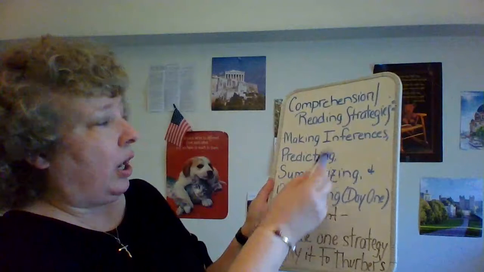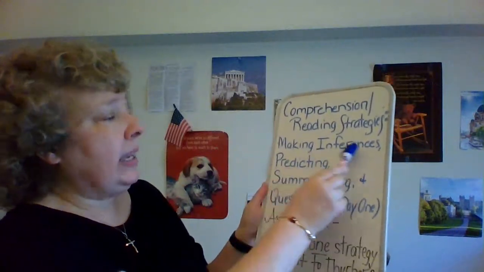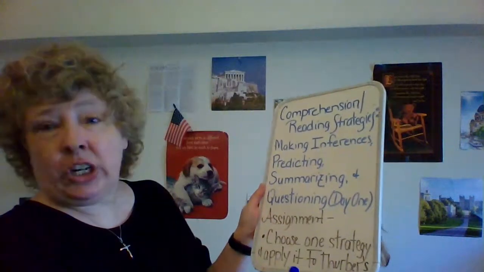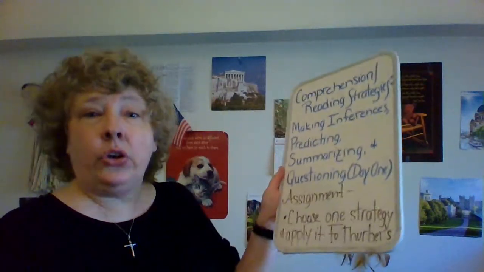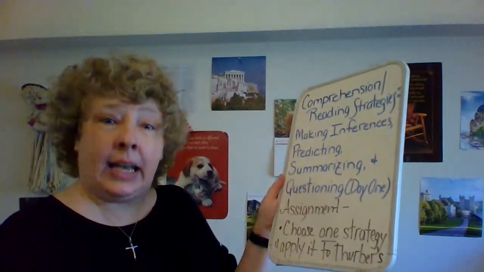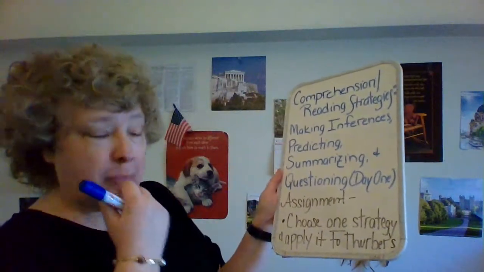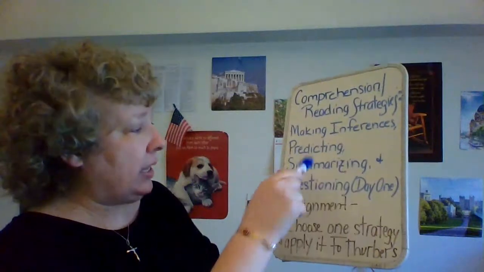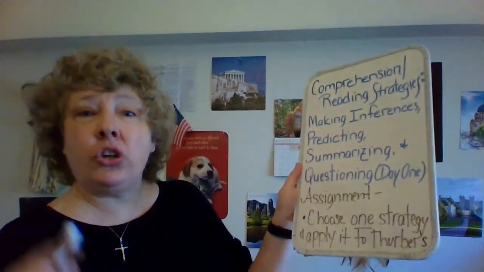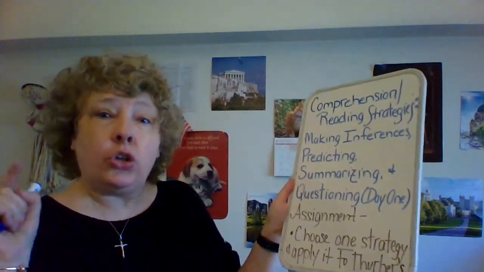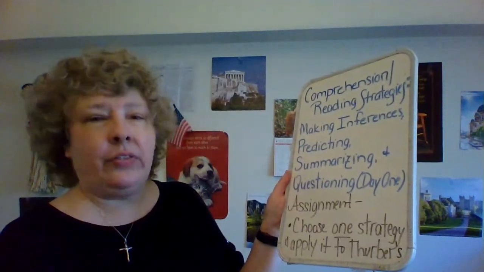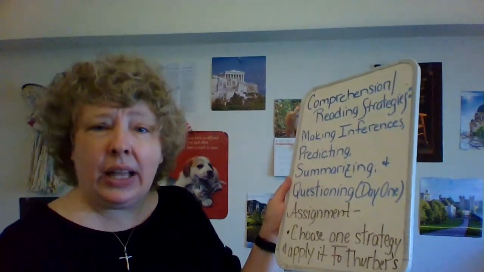I went through all 4: making inferences, predicting, summarizing, and questioning. Now, you're going to apply that information to your assignment. The assignment here is I want you to choose one strategy, just one of these 4, and I want you to apply that strategy to Thurber's story. Remember James Thurber? Oh, how we forgot him already. The Secret Life of Walter Mitty.